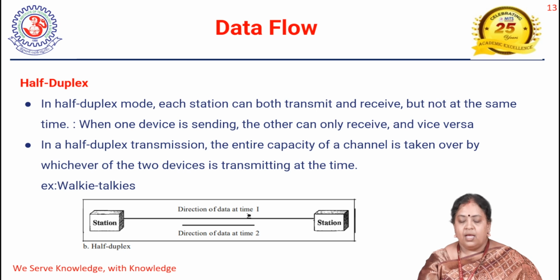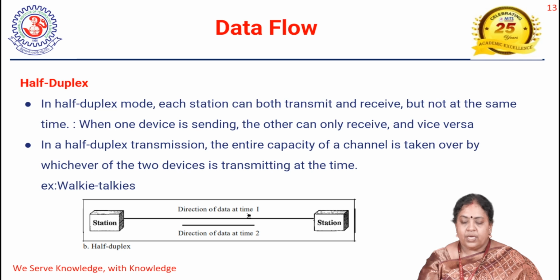That means what? When this device is sending the data, the other device has to receive. When one device is sending, the other can only receive, and vice versa. So what we can say is, each station can both transmit and receive, but not at the same time. When one is sending, the other is going to receive, and when the other is sending, the one is going to receive.